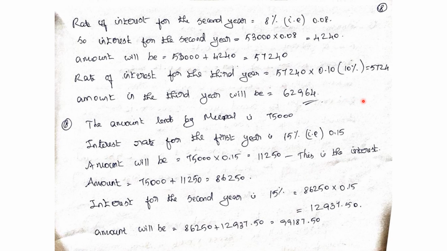Okay, next one, eighth sum. Meenal lends rupees 75,000 at compound interest for 3 years. If the rate of interest for the first 2 years is 15% per year, and for the third year it is 16%. Calculate the sum Meenal will get at the end of the third year. Okay, Meenal lends rupees 75,000 for 3 years, which is compounded annually.